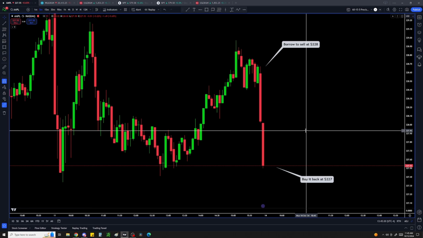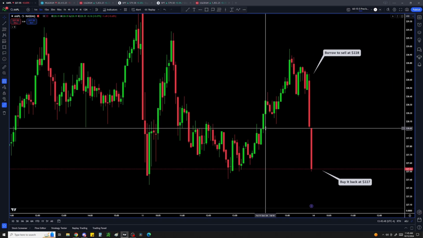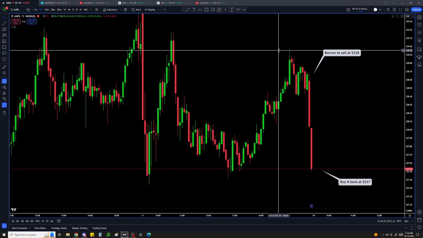That's essentially how people that short the market or short financial instruments make money. They basically borrow it, or if they have it in their own possession, they can sell it at a higher price and then buy it back at a lower price.